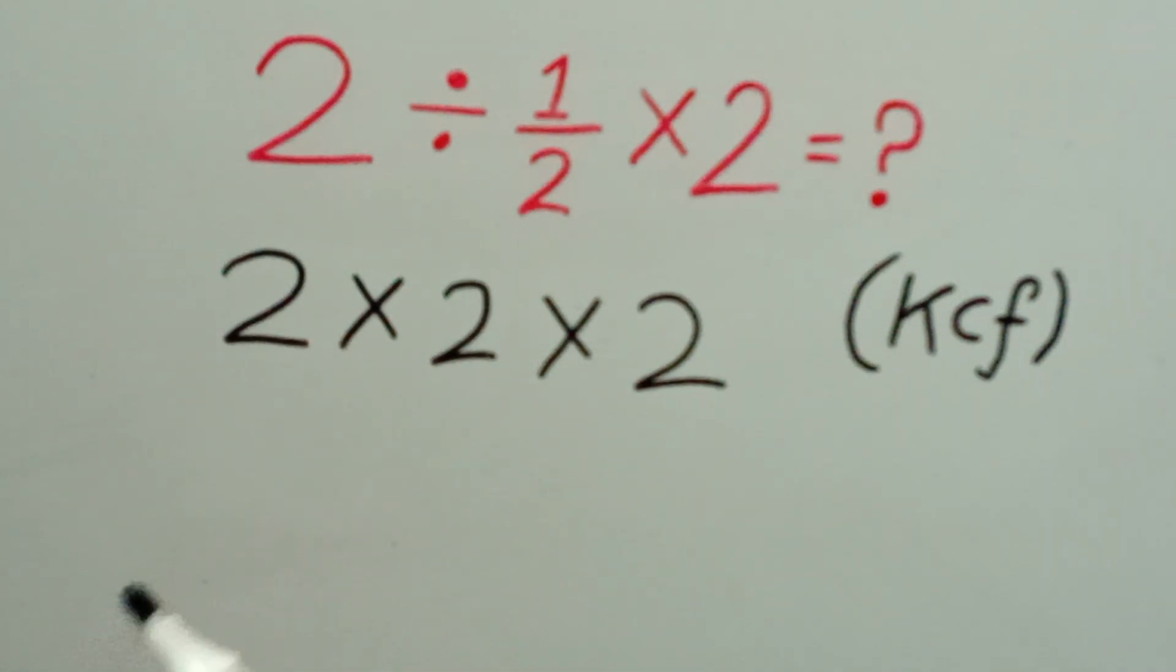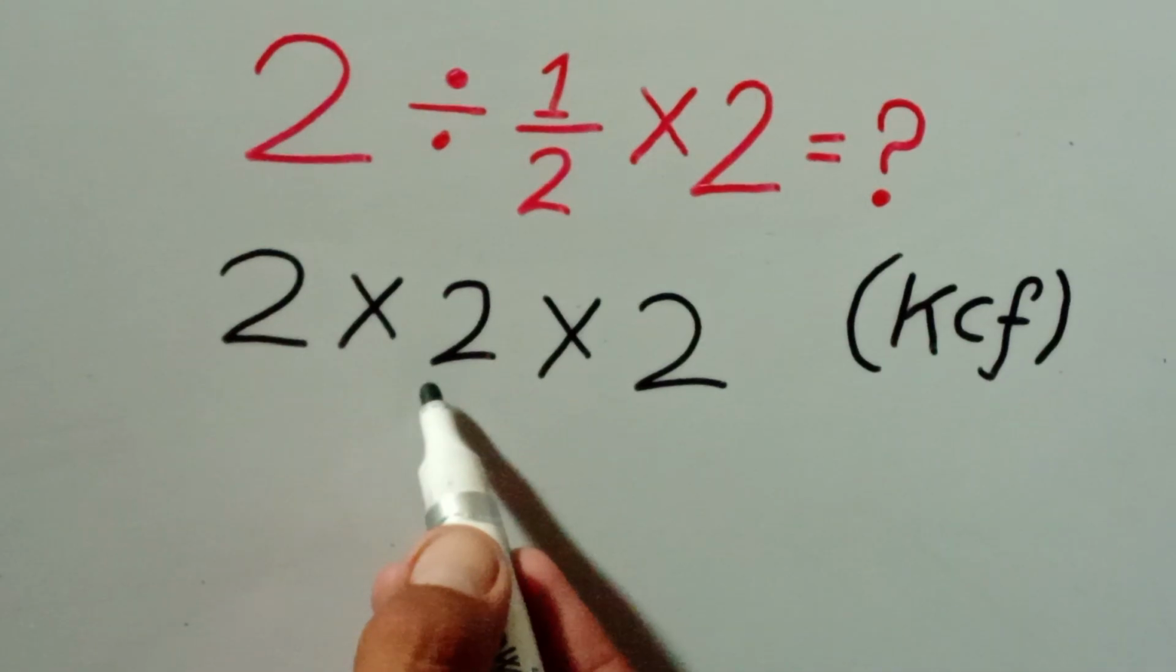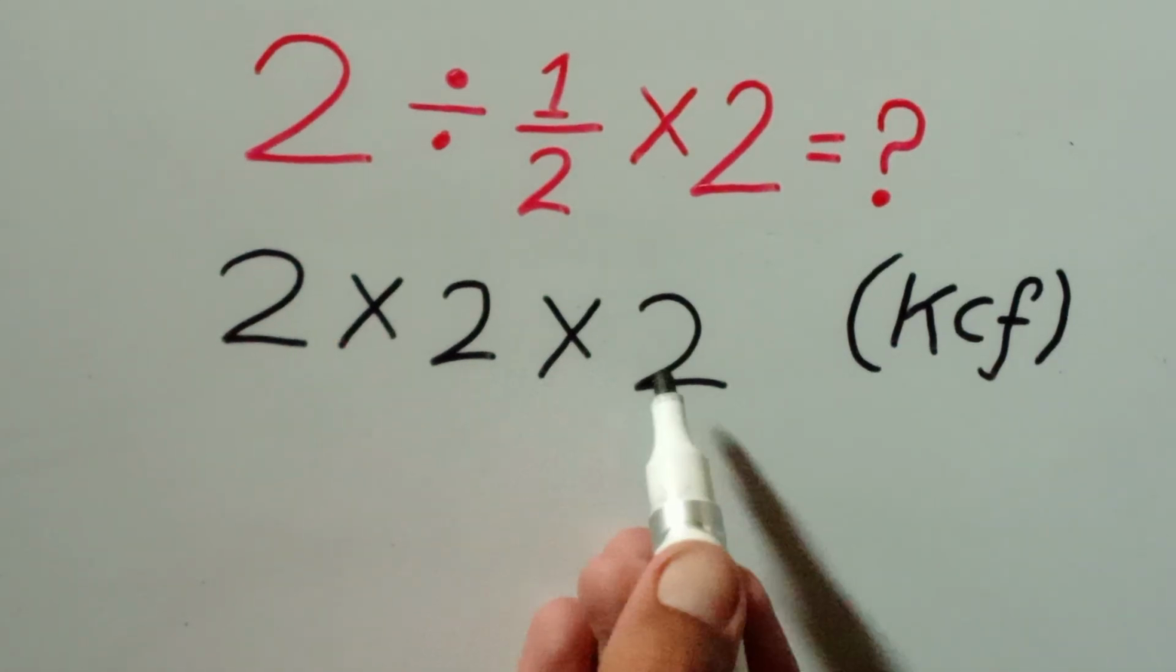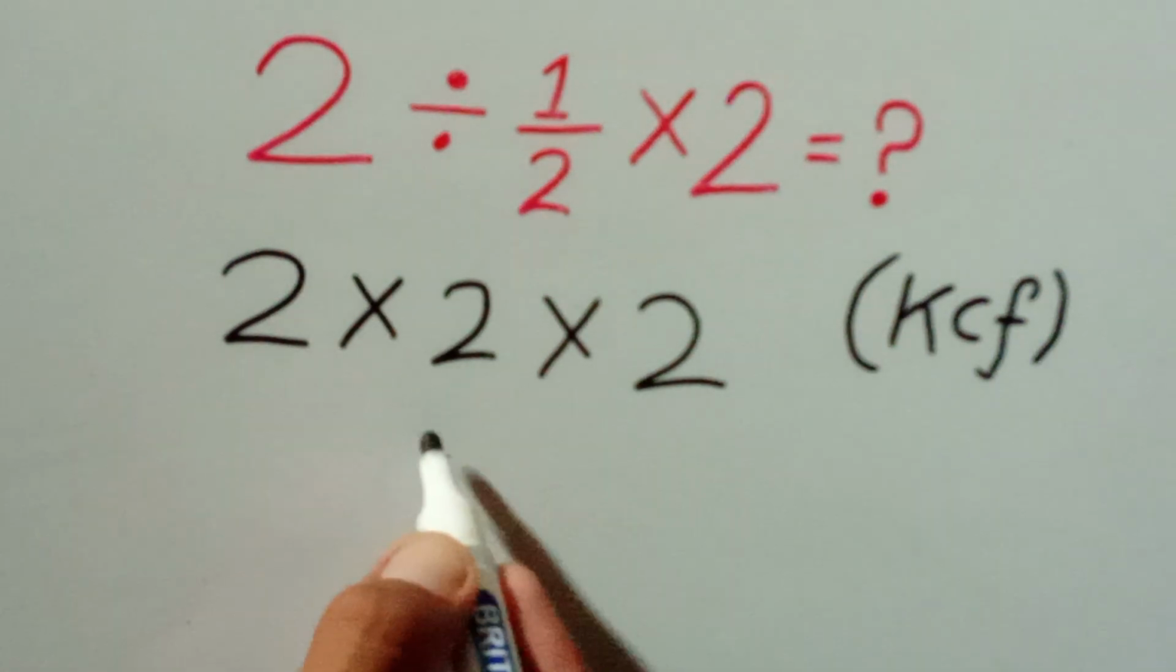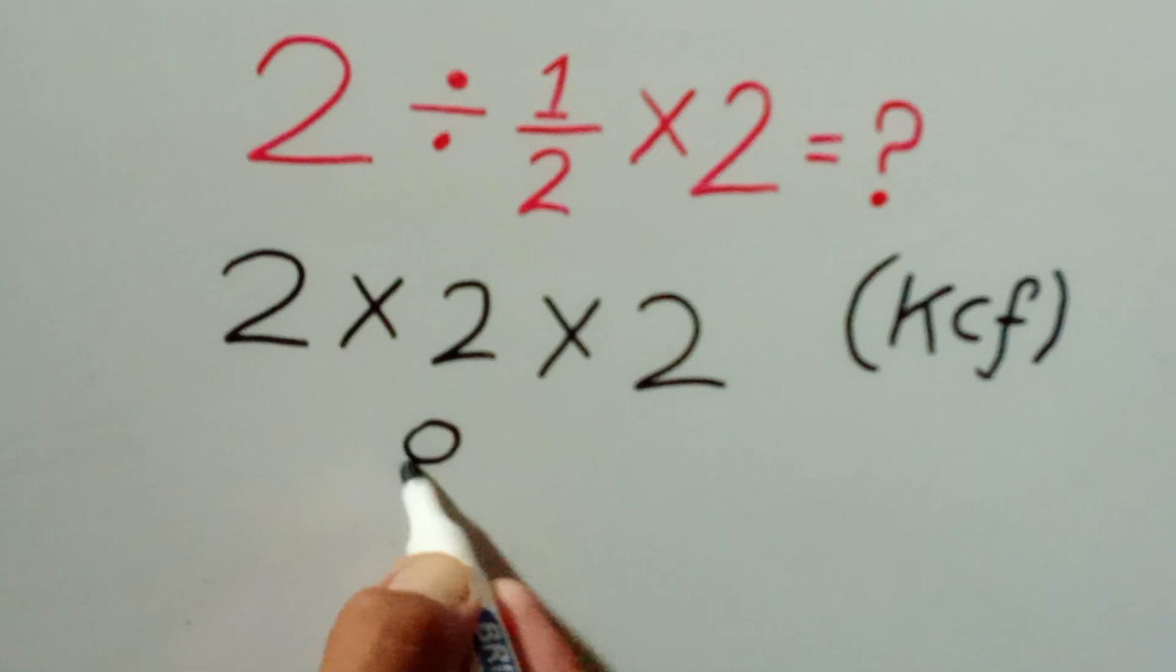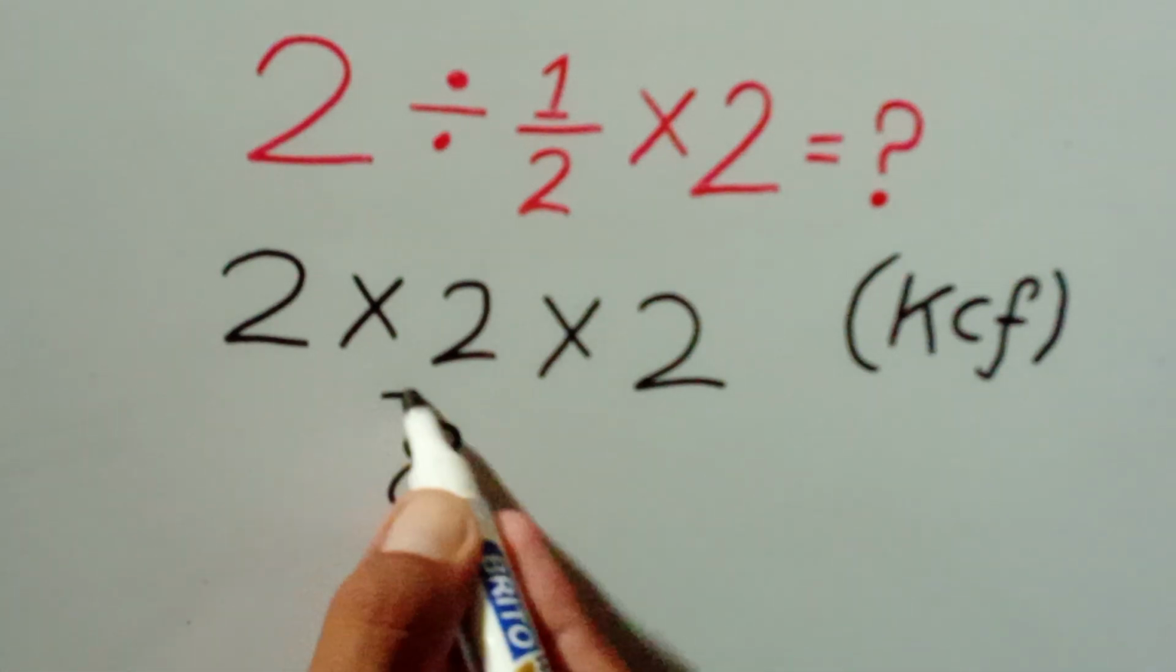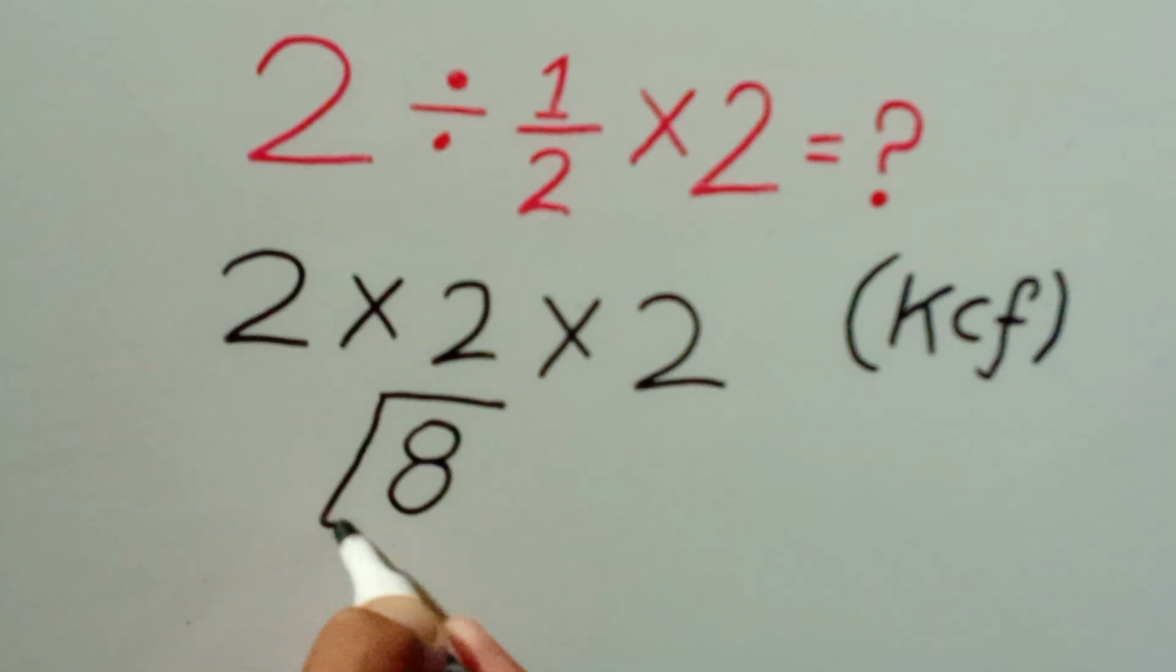Now in the next step guys, 2 times 2 is equal to 4, and 4 times 2 is equal to 8. Guys, 8 is the final answer of this expression.